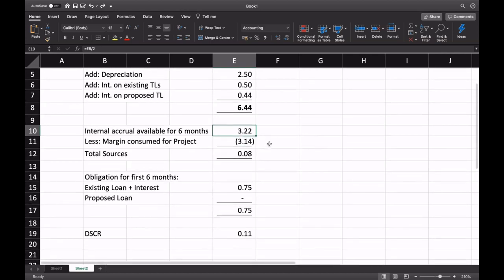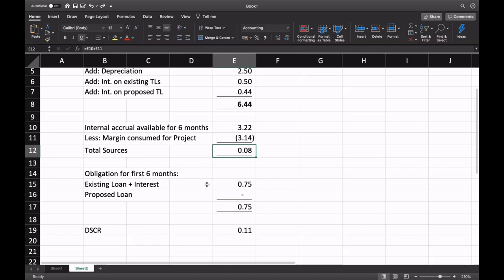And if we use this substantially for meeting the margin, then nothing will be available for meeting the existing loan repayment obligation, and because of that, if they become a defaulter, it will eventually affect the proposed project also. So answering the question whether the internal accruals can be used as margin for this project, the answer should be straight no. Thank you so much.